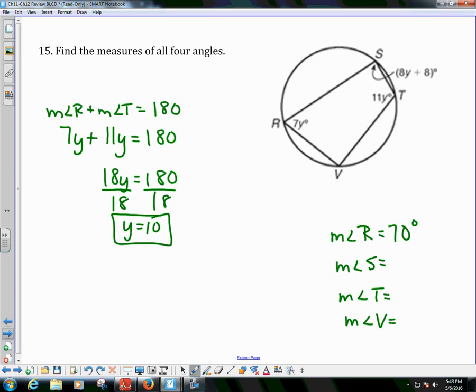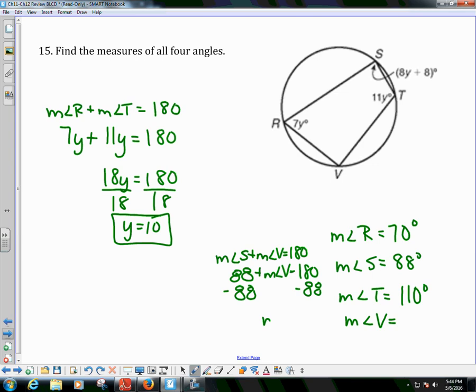The measure of angle S is going to be 10 times 8 plus 8, which gives me 88 degrees. The measure of angle T is 11 times 10, which is also 180 minus 70. So any which way you slice it, that's 110 degrees. And angle V doesn't have anything labeled, but I know that the measure of angle S plus the measure of angle V equals 180. And I've determined that angle S is 88 degrees. So I'm going to subtract 88 from both sides. So the measure of angle V is 92 degrees.